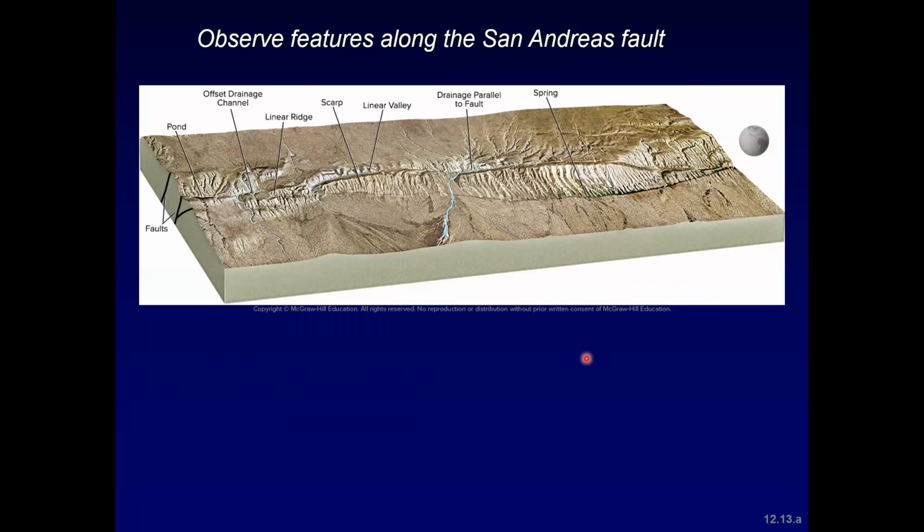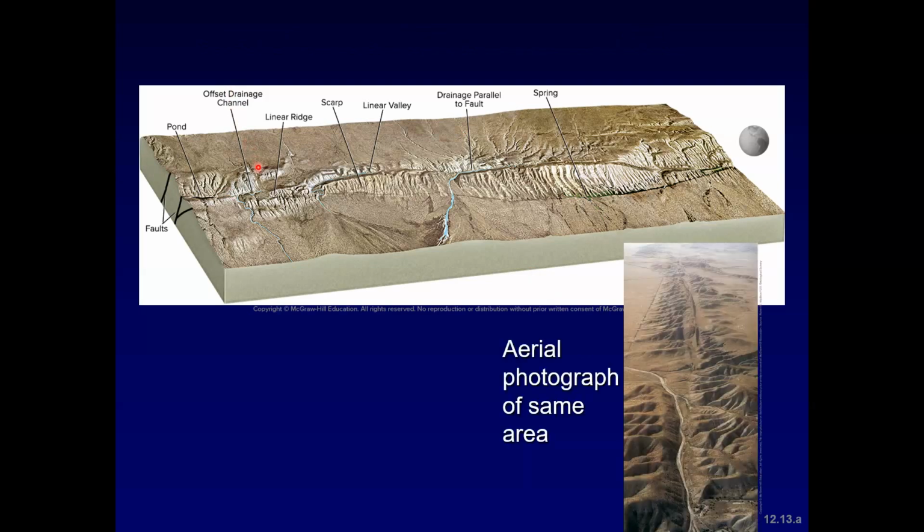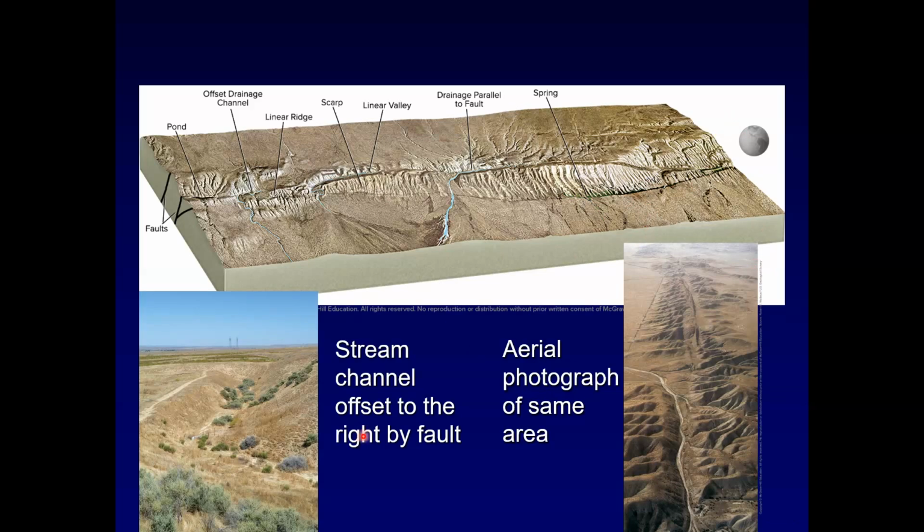It has several features that are common to active faults. Believe it or not, you can have ponds, offset drainages, linear ridges, scarps, linear valleys, and drainages that are parallel to the fault, and then little springs with water associated. And we have here a stream channel offset to the right by a fault and an aerial photograph of the same area. So these structures are, like I said, common to active faults.